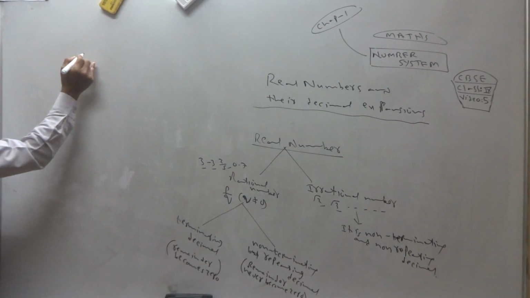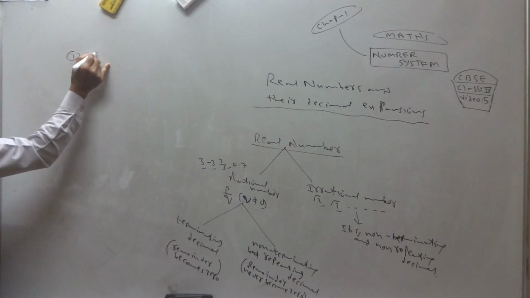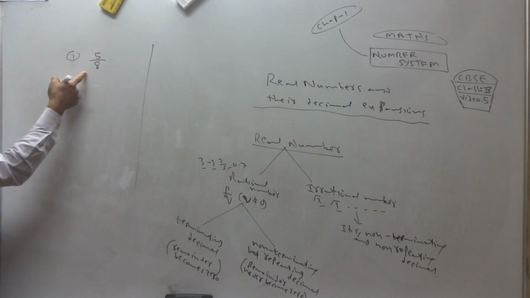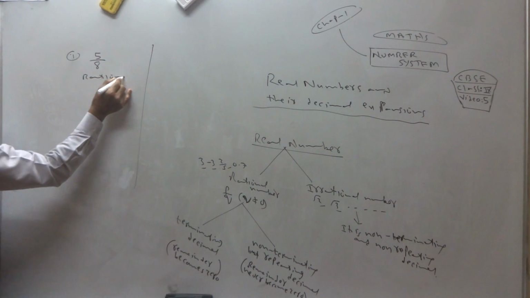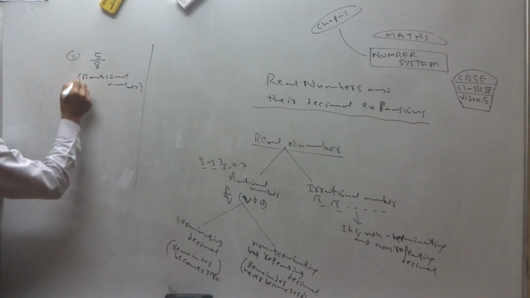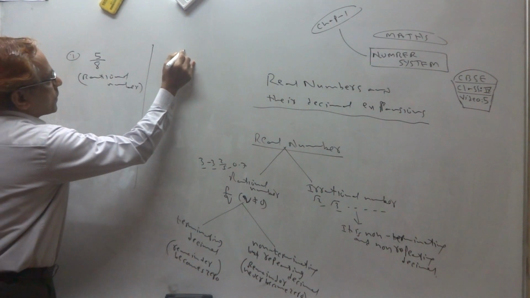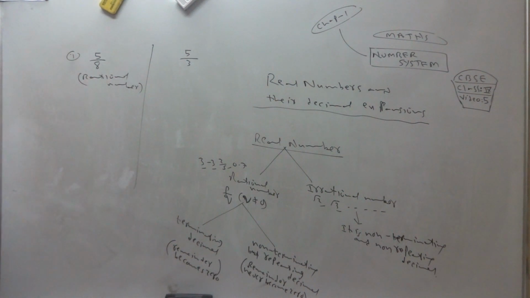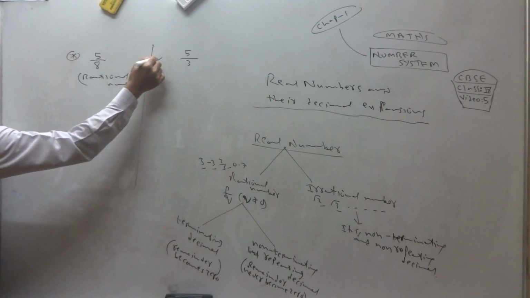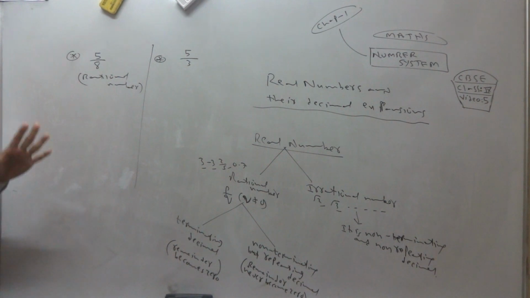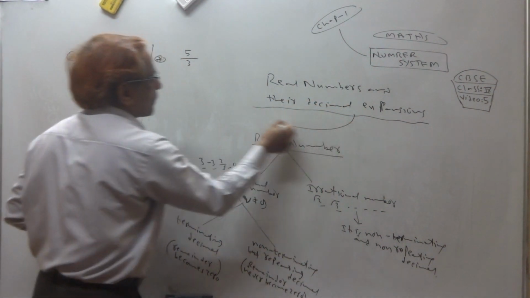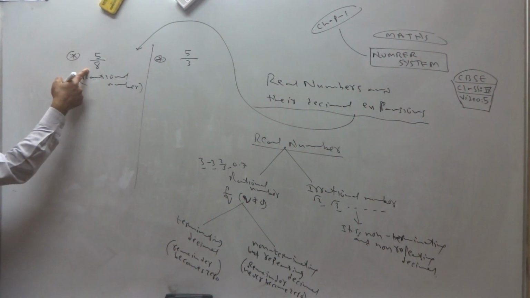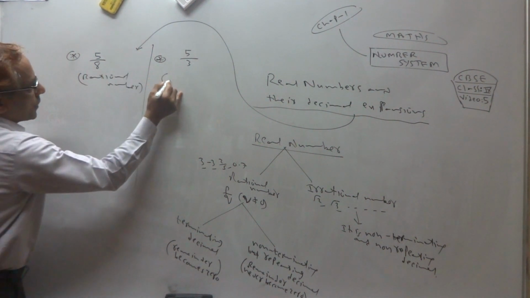Please see. First case, suppose 5 by 8. It's a rational number. I take one more case, suppose 5 by 3. You see these two cases. Now you understand what is the meaning of decimal expansion. 5 by 8 is a rational number, 5 by 3 is also a rational number.